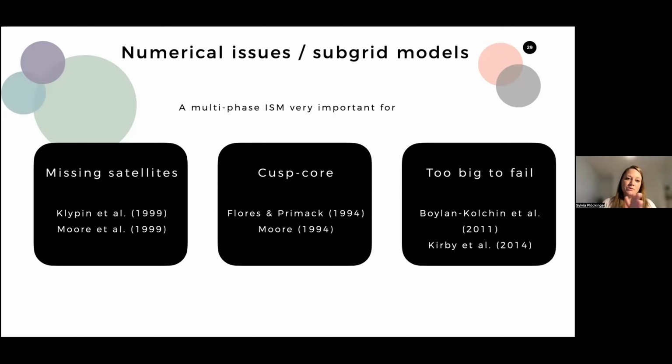So for dwarf galaxies, and especially when you're entering this regime of ultra-faint dwarf galaxies, this can have an impact on whether you see your galaxies, whether they exist in your simulations or they don't. So this is something very important to include.